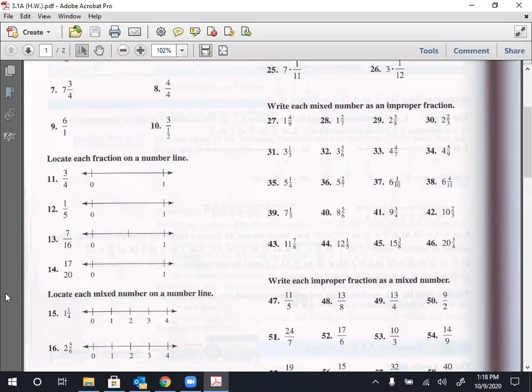36. Okay. 9 times 4 is 36, and then I do what? Add 3 more. And 36 plus 3 is? 39. So your final answer is? 39 over 4. Perfect. That's right. So when you're writing it as a mixed number to an improper fraction, that's how you do it.